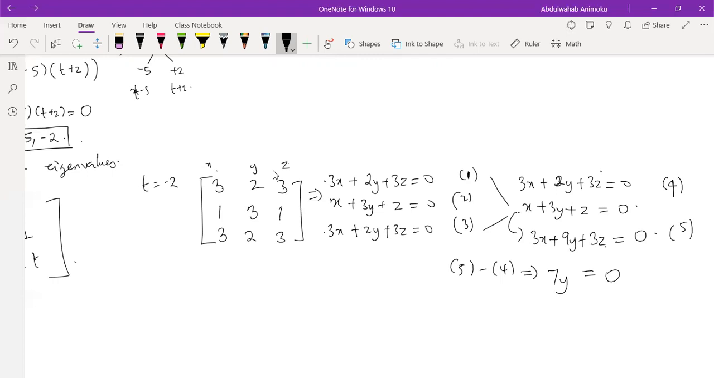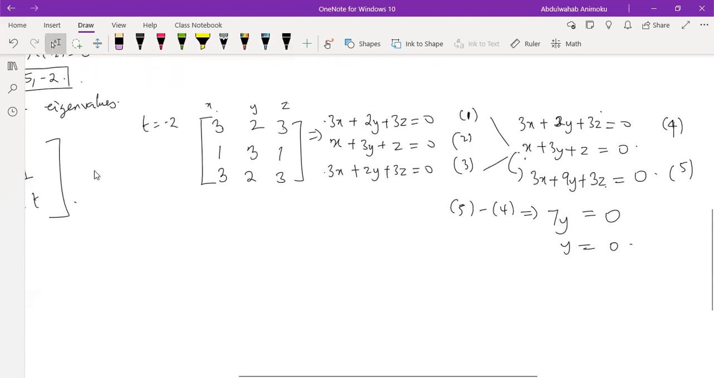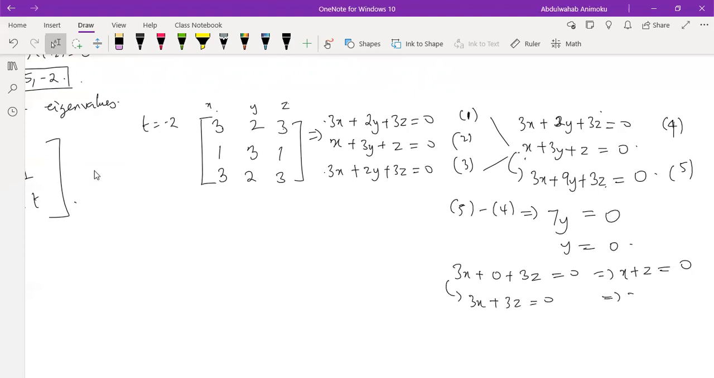Let me just double check this to make sure that everything is in order. So we multiply by 3. Okay, that looks fine. So that gives us that y is equal to 0. Now, when y is 0, substitute y equal to 0 into equation 4. That would give us 3x plus 0 plus 3z equal to 0, which means x plus z is also equal to 0 when you divide by 3, right? Because this becomes 3x plus 3z equal to 0. Which means x is equal to minus z. Okay, so that is what you have for that equation.